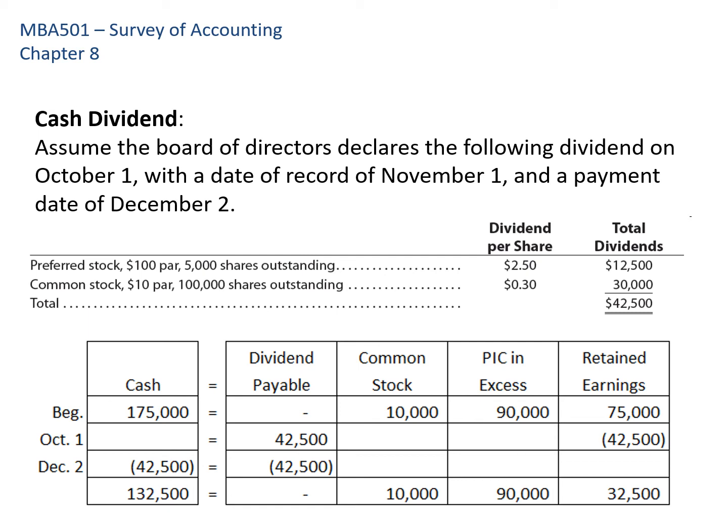So then on November 1st, there's no transaction to record. We're just merely capturing the names and addresses of the owners at that point and how many shares and which type of share they own. And then on December 2nd, we're writing the checks. We're paying the dividend out, actually. So we reduce cash by $42,500 and eliminate that dividend payable of $42,500. So once that's paid, that goes to zero.